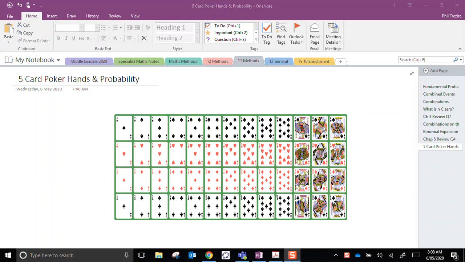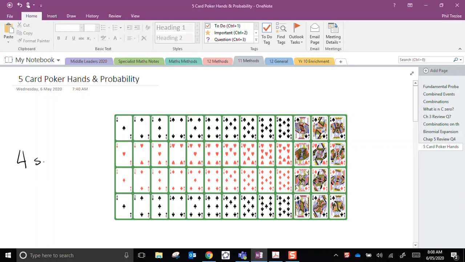Hi everyone, in this lesson I'm going to be discussing the various probabilities involved in getting different poker hands when we're using a standard deck of 52 cards. Now this diagram is laid out with all of the 52, so let's just get a bit of terminology.